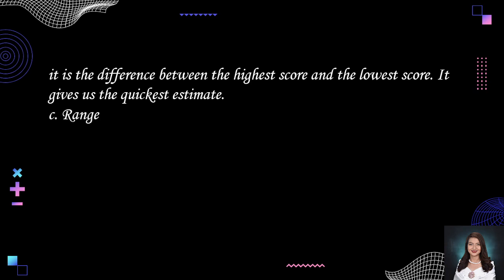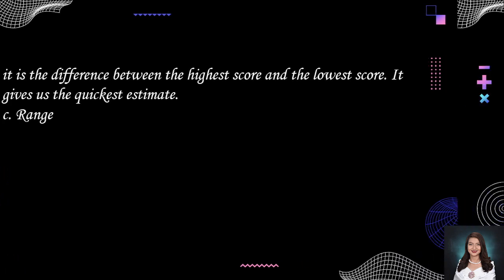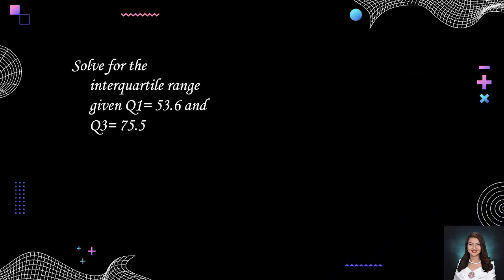Range is the difference between the highest score and the lowest score in a distribution. Range is the simplest and the crudest measure of variation. Simplest because we shall only consider the highest score and the lowest score. Now we're going to solve for the interquartile range given quartile 1 is equal to 53.6 and quartile 3 is equal to 75.5.